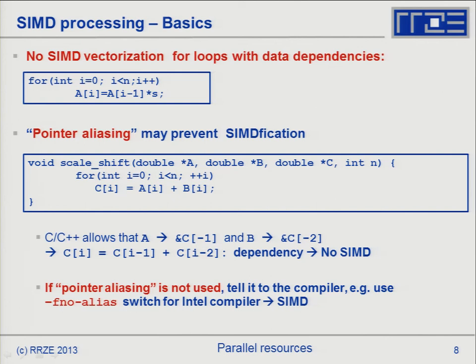Okay, but even if we have a seemingly parallel code like this one, this is exactly the code from the previous slide. Let's assume we have this loop inside a subroutine, scale shift, and this function gets the arrays as pointers to doubles and the array length n. So it seems like this should be fine. Because all loop iterations are independent, why should the compiler not vectorize this loop?